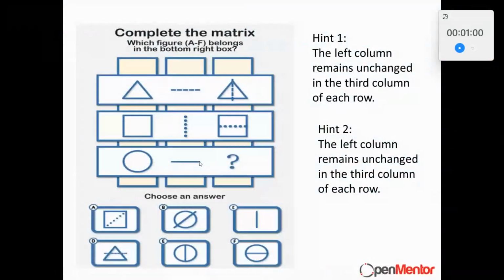In this, you have a circle. If it is horizontal, it will be vertical here. If it is vertical, it will be horizontal here. This is a horizontal, so I should have a vertical line here. Am I not supposed to have a vertical line? So circle with a vertical line should come here. Then the answer is E.